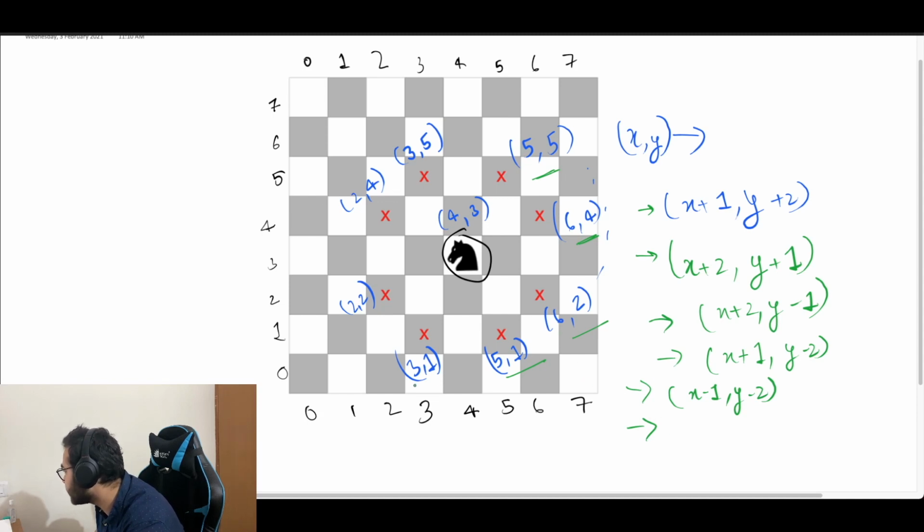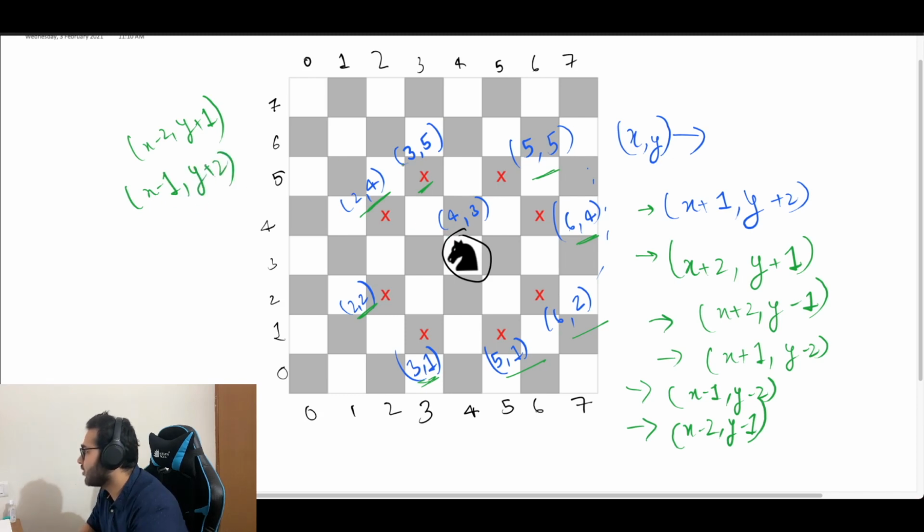Then we have 2 comma 2, which is x minus 2 comma y minus 1. Now we have 2 comma 4, which is x minus 2 comma y plus 1. Then we have 3 comma 5, which is x minus 1 comma y plus 2, and that's all. So we have 8 moves possible.